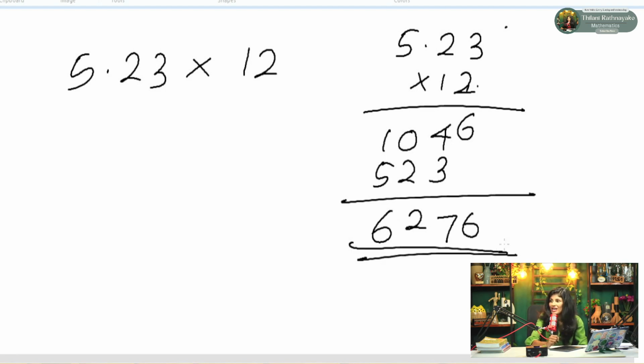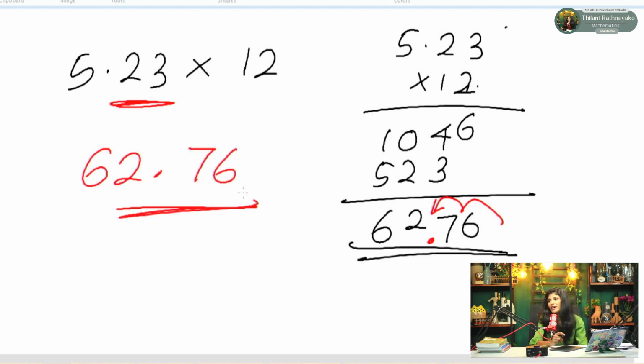Now we have the answer, but we have to keep the decimal place. In this whole question, how many decimal places do we have? 2. So we will carry 2 decimal places forward. Here 1, 2. So our final answer is 62.76. 62.76. Okay, one more question.